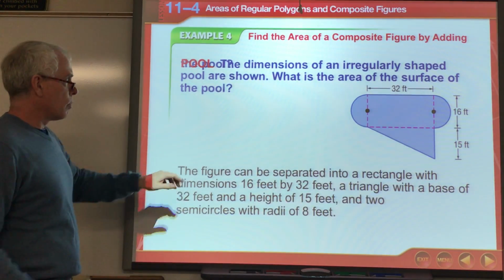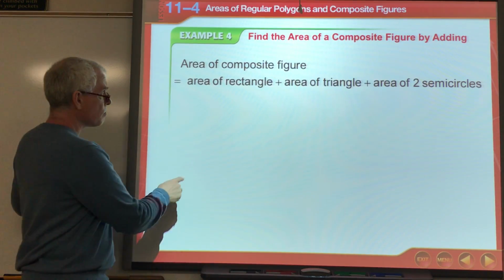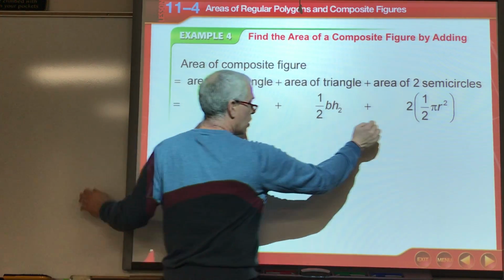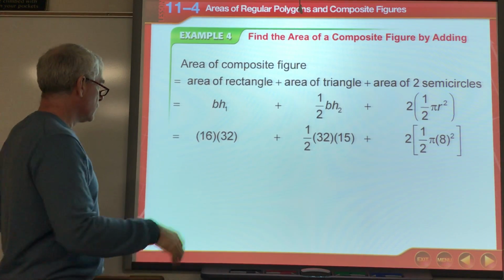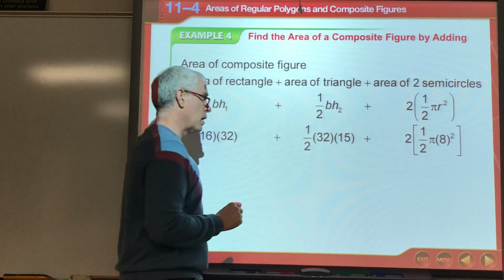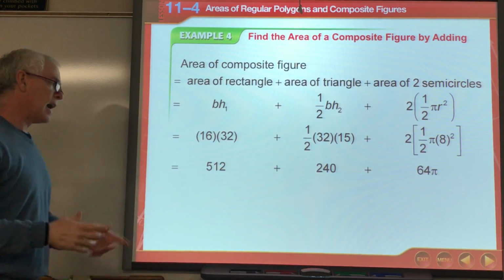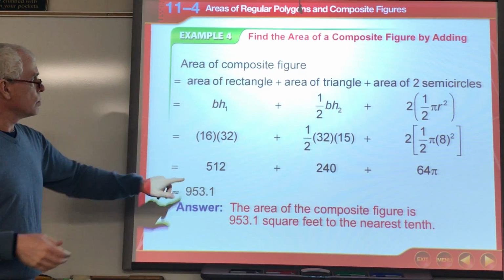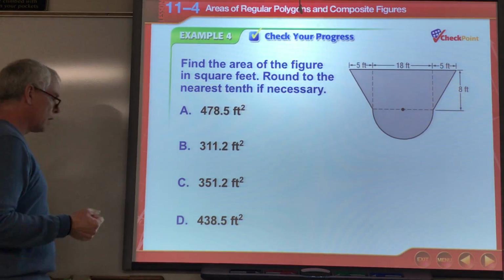Okay? So when we look at the next screen here, we've got a rectangle, a triangle, and a circle. Okay? So base times height is the rectangle, half base times height is the triangle, and pi r squared is the circle. So the rectangle was 16 by 32. The triangle was 32 by 15, half base times height, and the radius was 8 for that circle. So if I add all of those together, I get about 953.1. Okay? So why don't you guys try one of these, see what kind of weird shape we've got here. Okay, and then I'll plug them in together.